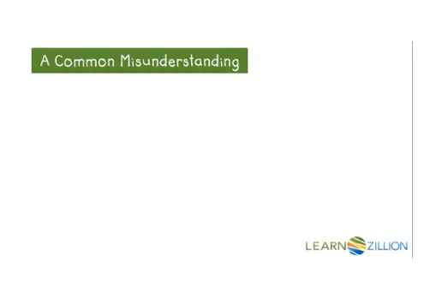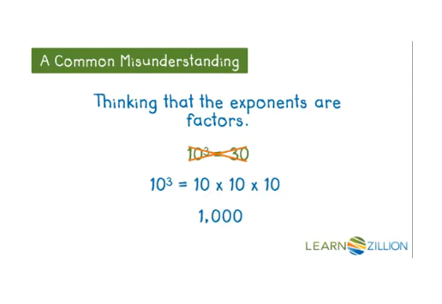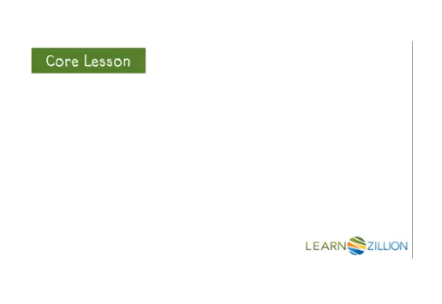A common misunderstanding students have is thinking the exponents are factors. In our example of 10 to the third power, many students think this represents 10 times 3, which is equal to 30. 10 to the third power does not mean 10 times 3, but rather 10 times 10 times 10. We know this is equal to 1,000 and not 30.